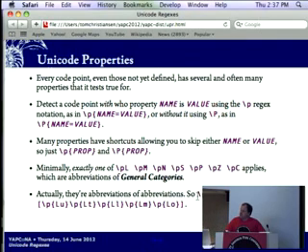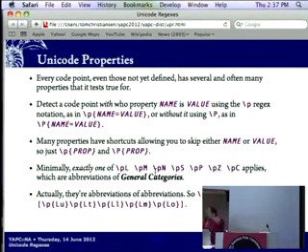So the one-letter ones are actually like wildcards that mean all the two-letter properties beginning with that letter. So the property Letter means it's an uppercase, lowercase, title case, modifier letter, or other letter. Aren't you glad we don't have to write that?